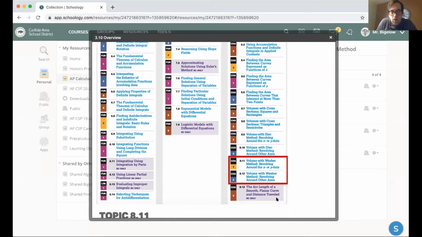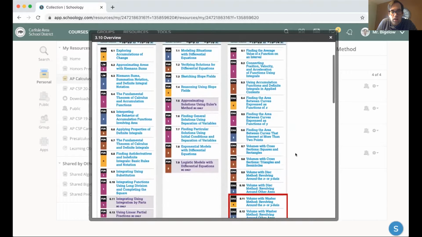There is one more lesson you see in College Board's Unit 8, the arc length of a smooth planar curve and distance traveled. Notice this is shaded in purple. It's BC only. So we're going to come back to that in a future unit.